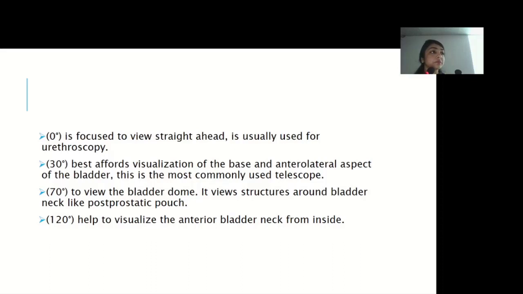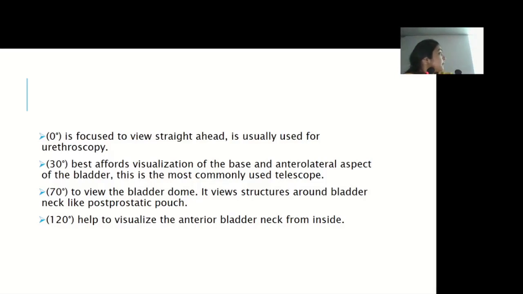So when you use all these lenses, you have to know where the cut is and what you are seeing. When your instrument is at 180 degrees with a 30 degree lens, you are actually seeing below, not at the 0 angle. So it all depends upon your imagination, and again, parallax is the physics. So here are the uses of the telescope. The 0 degree telescopes are used basically for ureteroscopy to visualize the ureter. The 30 degree is used for visualization of the base.